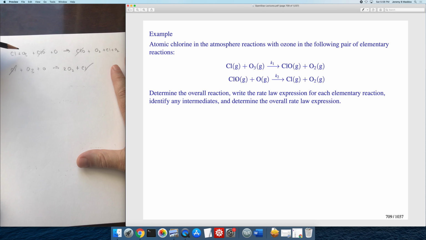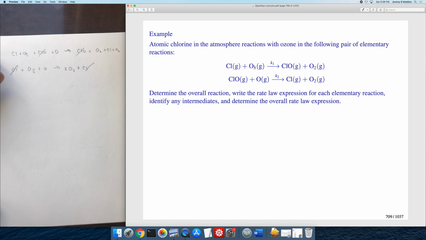So the one thing about this mechanism, it's kind of interesting. There's both reaction intermediates and what's called a catalyst. The reaction intermediate is a species that is produced and then consumed. Notice that this first step produces the ClO, then the ClO is consumed, and it doesn't appear in the overall reaction. A catalyst is a species that is consumed and then reproduced and doesn't appear in the overall reaction.